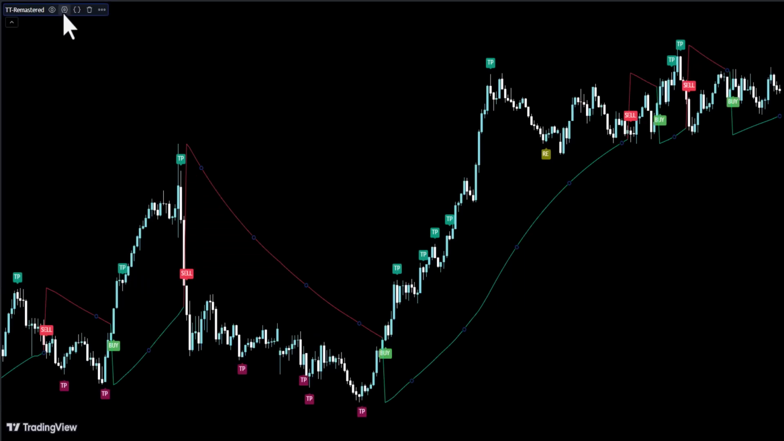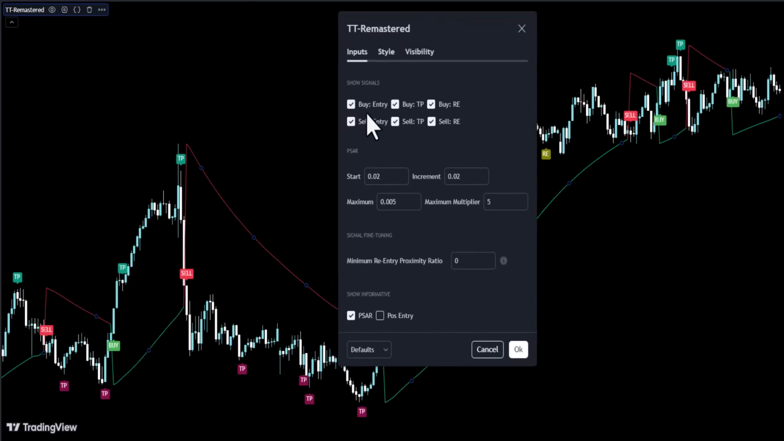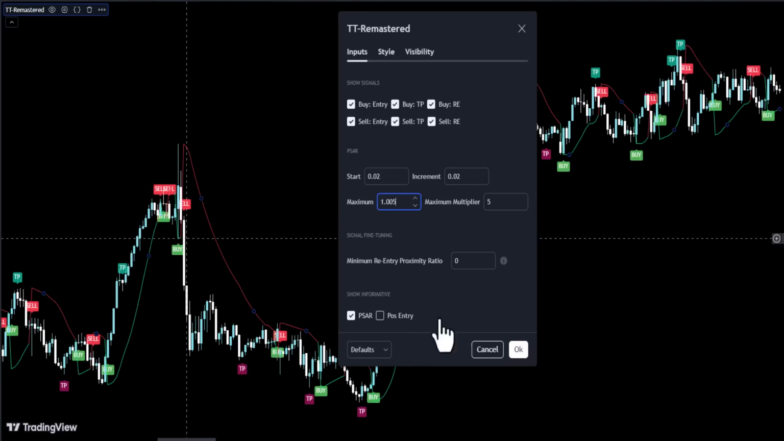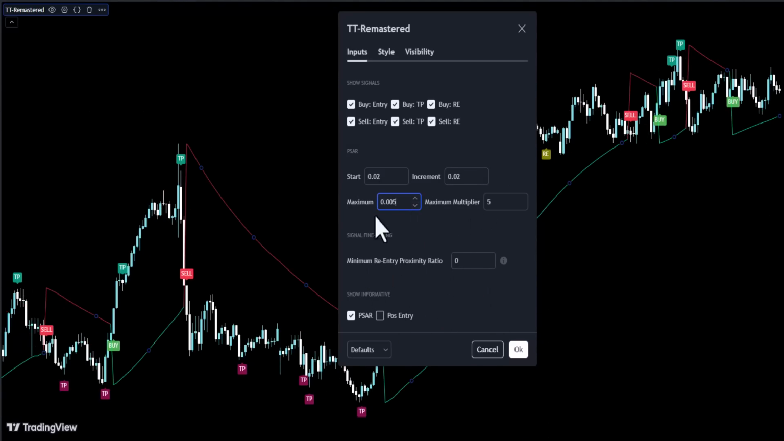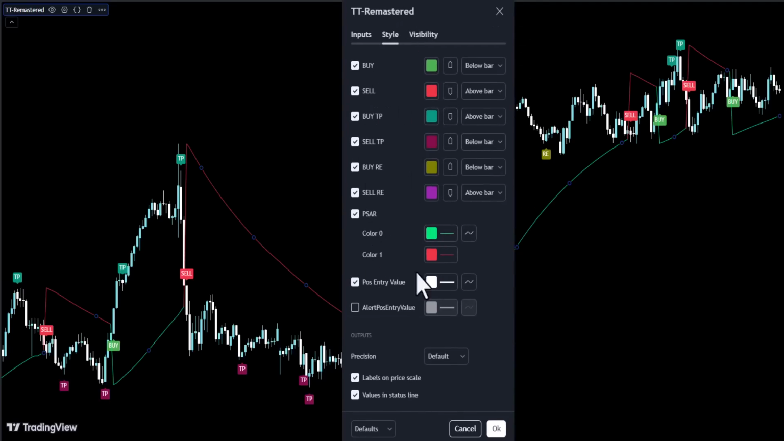Now when you go to the settings of the indicator, you can see the buy signal checkboxes for trade entry, take profit and re-entry, and also the sell entry, take profit, and re-entry. Over here you will see the stats that the indicator uses to calculate the parabolic SAR. When you increase this maximum, you will have the buy and sell signals clustering so much on the price. You can play around with settings here to find the ones that will work with your strategy. The Style tab only has the checkboxes for the different components of the indicator.